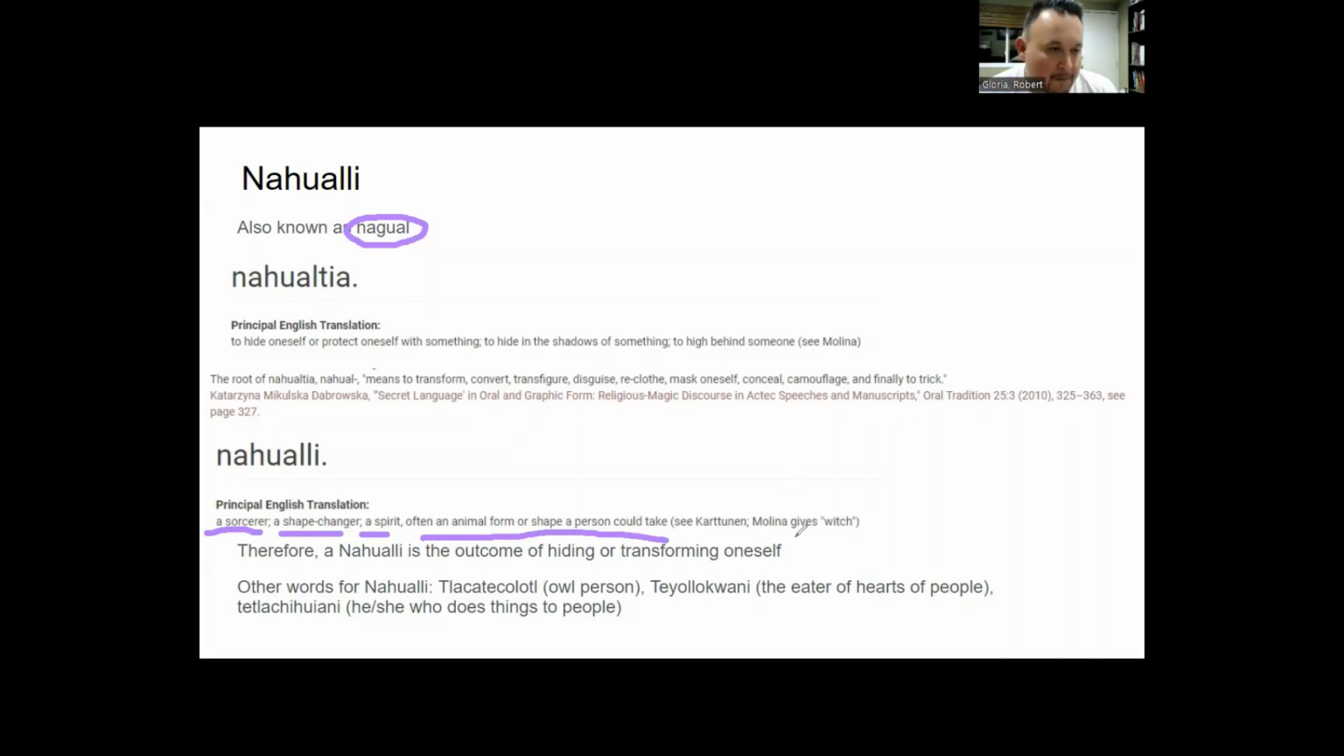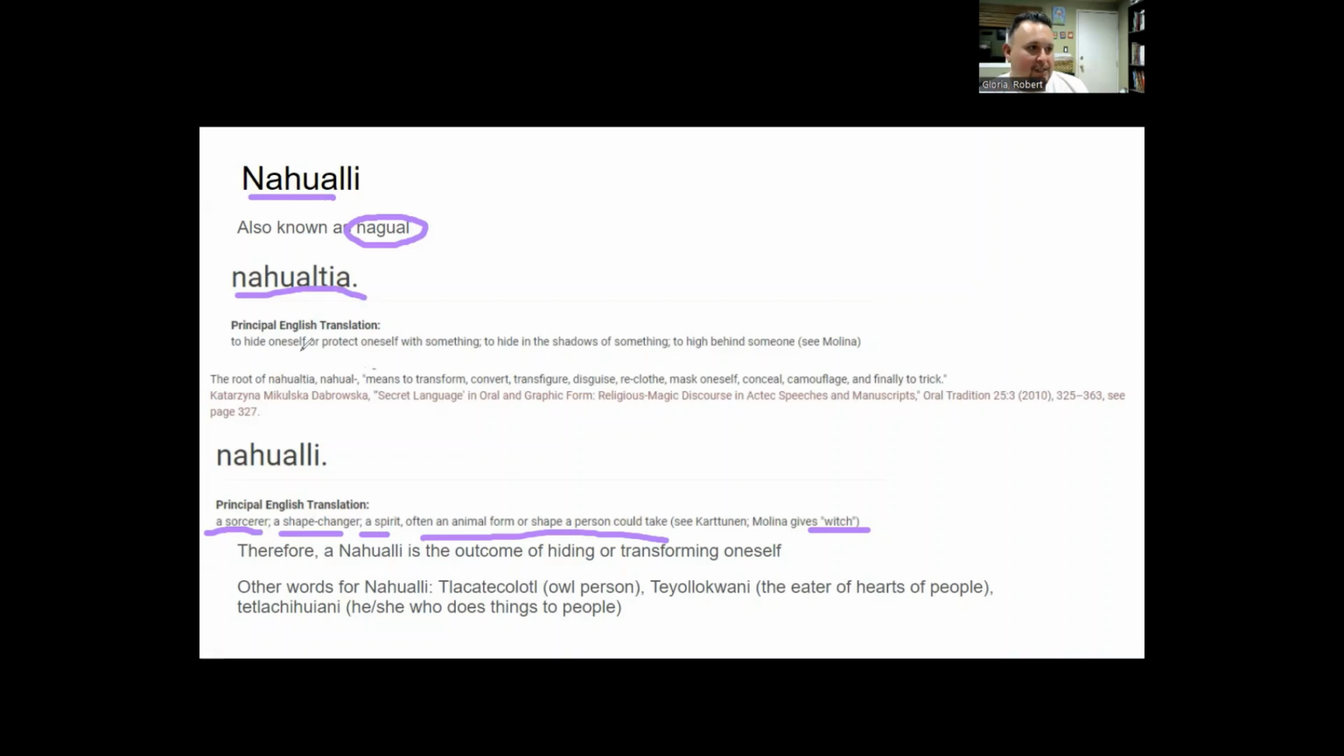And so Molina, he was writing in the 1500s. He says witch, a brujo, which is what it's more commonly known as. But as you can see, there's multiple definitions depending on the context. What are we talking about here? And so we're going to look at the verb. The verb is right here. It's nahual, nahualtia. Okay, so nahualtia right here. So this is the verb, and so this is what the verb means.